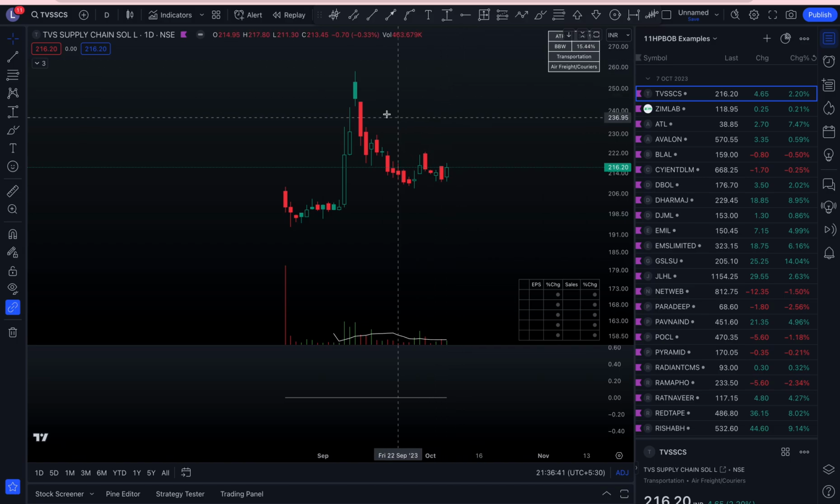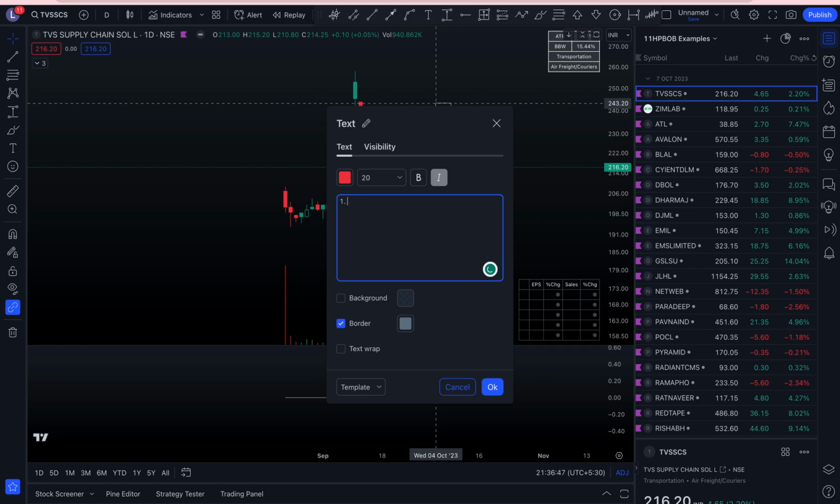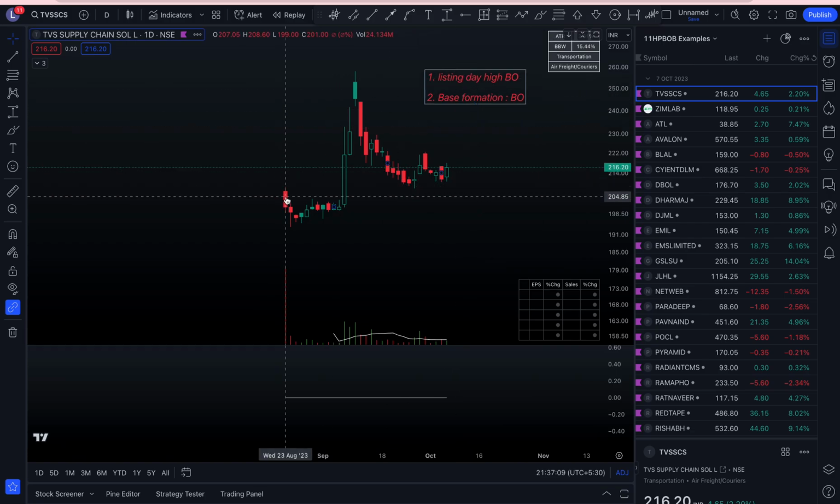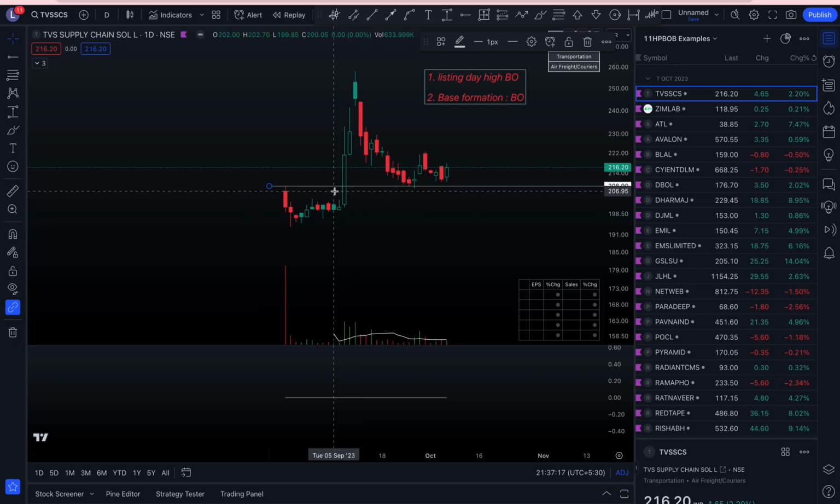So there are essentially 2 points wherein you can attack an IPO name. One is basically the listing day high breakout, right? And the second is, obviously, if there is any base formation, that base breakout. So these are the two places where one can attack. The listing day high is this, and after that there was a very small base formation, and the day that high gets taken out, this is your entry, right?